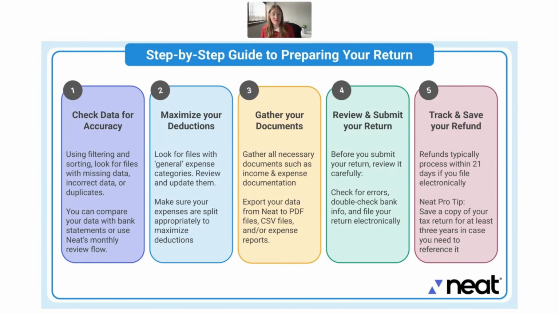And then when you're ready, a best recommendation is to file your return electronically because electronic returns are just faster, straightforward, and they lead to fewer errors in submitting your tax return. As a last step, you want to track and save your refund. Electronic refunds typically process within 21 days. And once that return comes back, you want to save a copy of your tax return for at least 3 years in case you need to reference it later for an audit or for filing your taxes in the following year. And you can obviously use Neat to store that tax return.